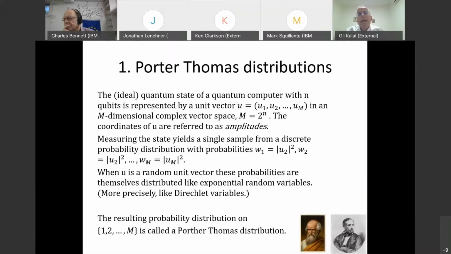Measuring this state yields a single sample from a discrete probability distribution, with probabilities W1 equal to the norm of u1 squared, W2 the norm of u2 squared, and so on, up to WM, the norm of uM squared. When u is a random unit vector, these probabilities are themselves distributed like exponential random variables. More precisely, they are discrete variables because their sum is equal to 1. The reason that they are exponential is sort of cute. A single coordinate of this real 2M-dimensional space is distributed like a Gaussian, and the sum of two squared Gaussians is very close to an exponential distribution. So this is the Porter-Thomas distribution.